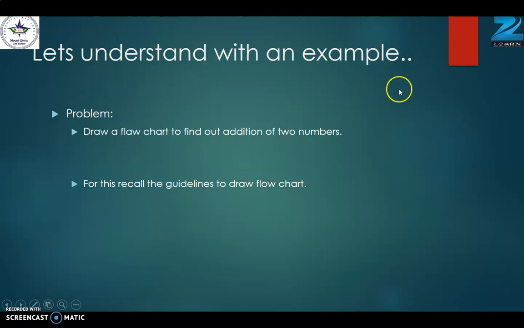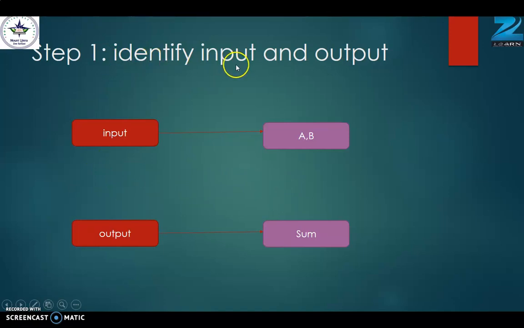Let's understand with an example. One problem is given here. Draw a flowchart to find out the addition of two numbers. For this, recall the guidelines to draw a flowchart. Step 1. Identify input and output. So what is input here? Two numbers that we can say A and B. What is output? That is the sum or addition of these two numbers. So here the first step is clear.